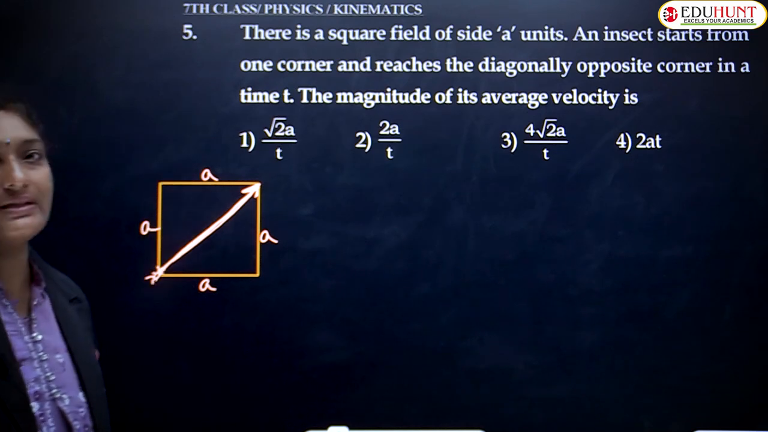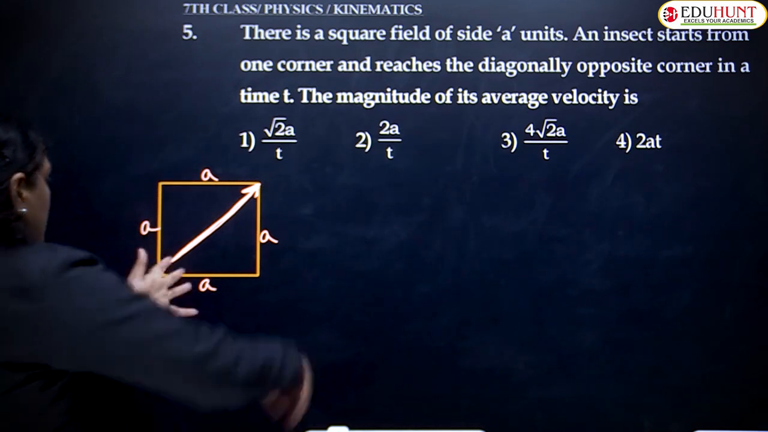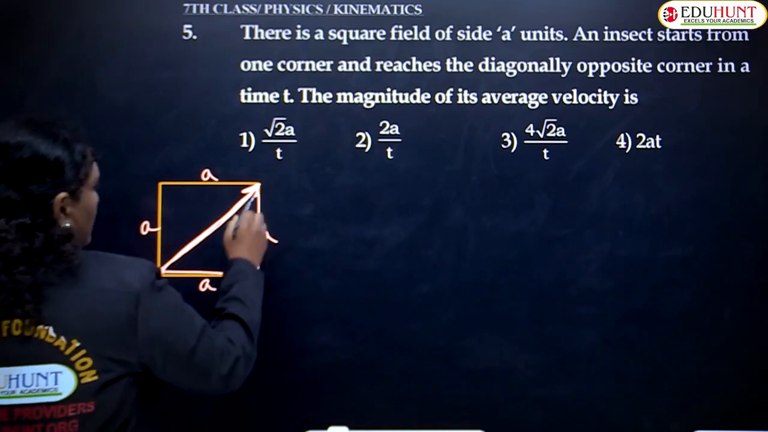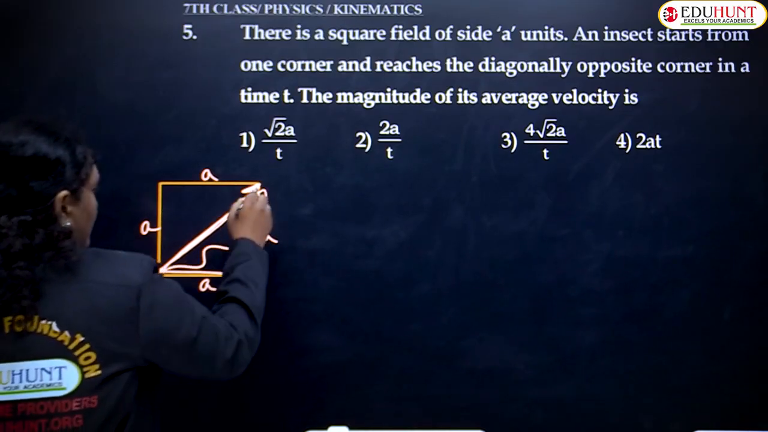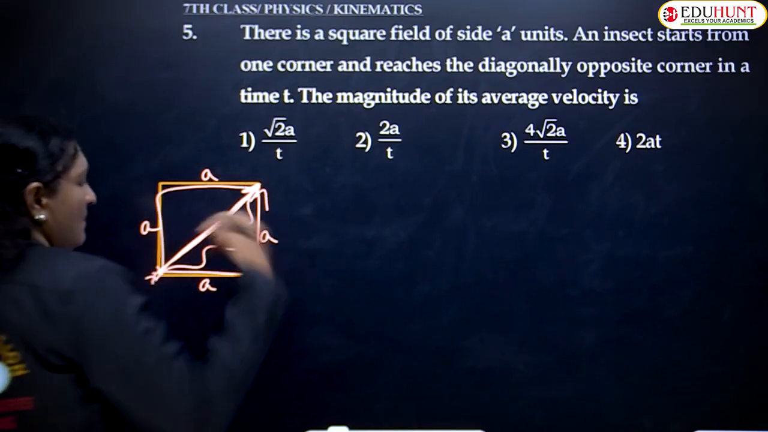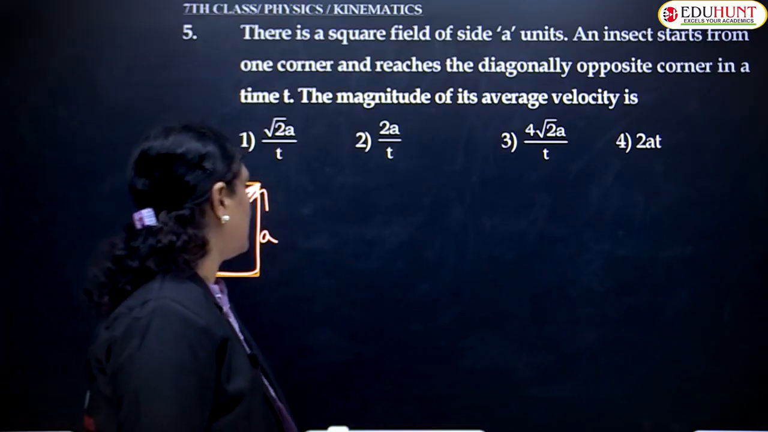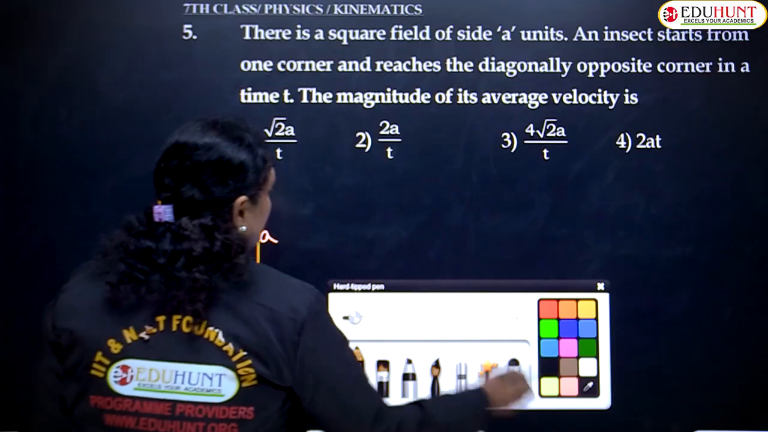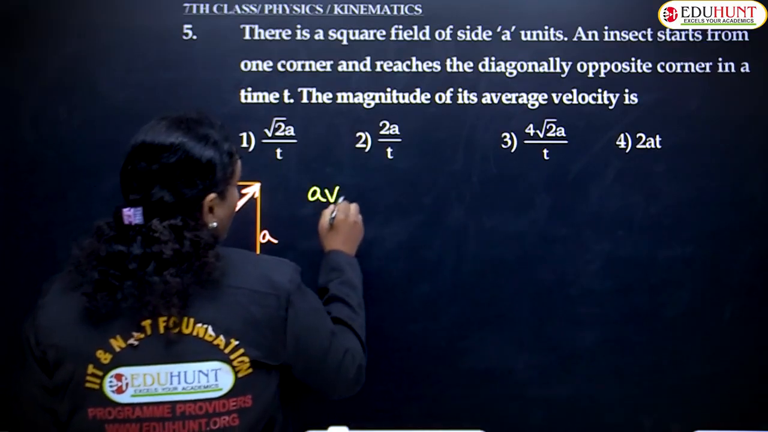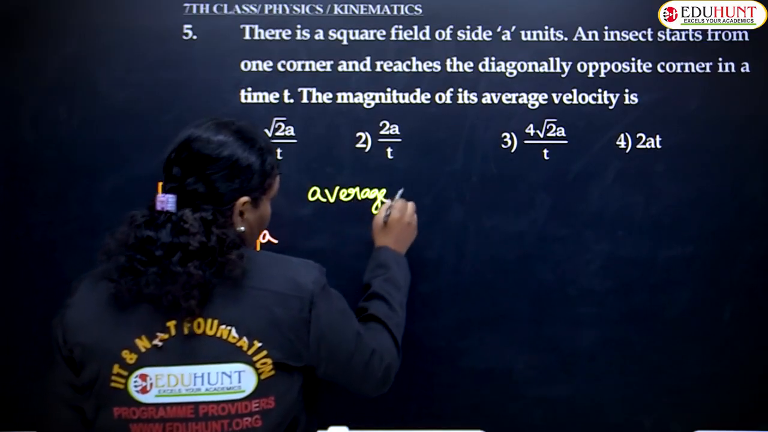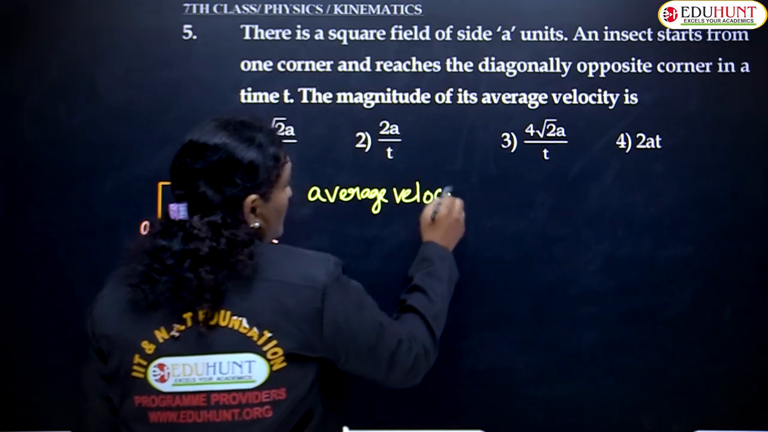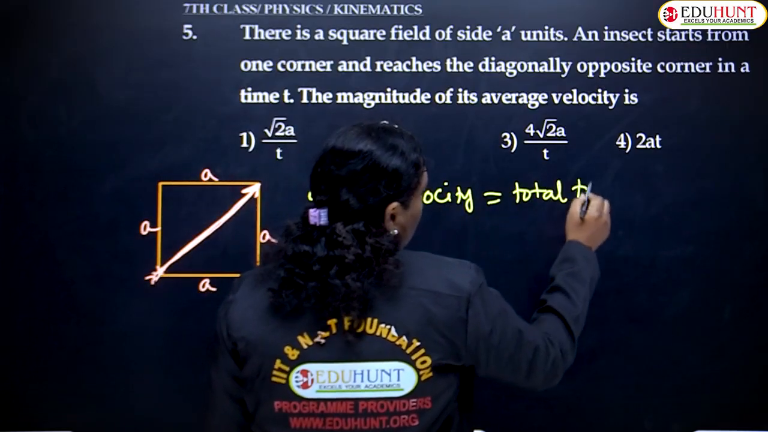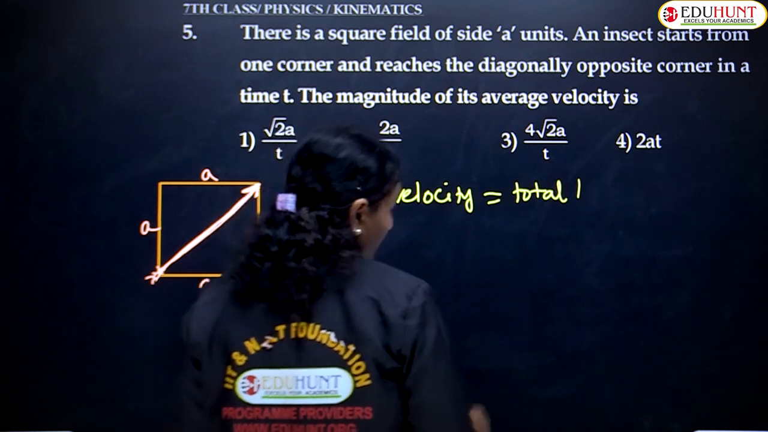The magnitude of its average velocity. The insect may move in any direction. For example, like this it can go, like this, like this, like this it can go. Any possible direction the insect can move. But you are asked to find the average velocity. What are you asked to find? Average velocity. So children, average velocity is nothing but total displacement by total time.